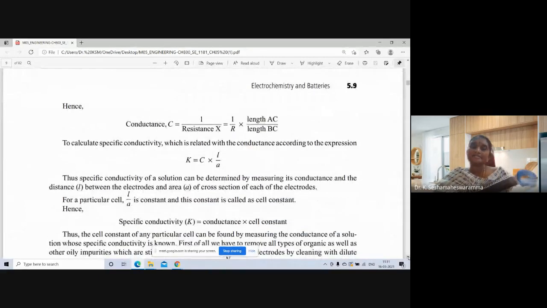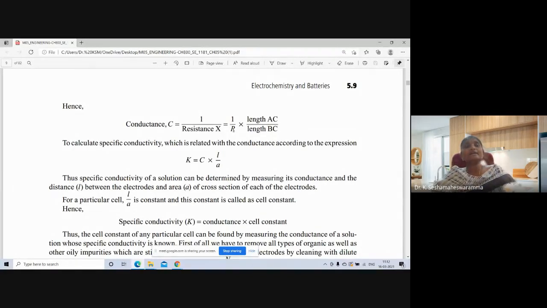Hence, conductance C is equal to 1 by resistance X, which is equal to 1 by R. So conductance is the reciprocal of the resistance, or resistance is the reciprocal of the conductance. But we have to measure the conductance from the resistance. Hence, conductance is equal to 1 by resistance X, that is equal to 1 by R, I mean 1 by R into length AC by length BC.